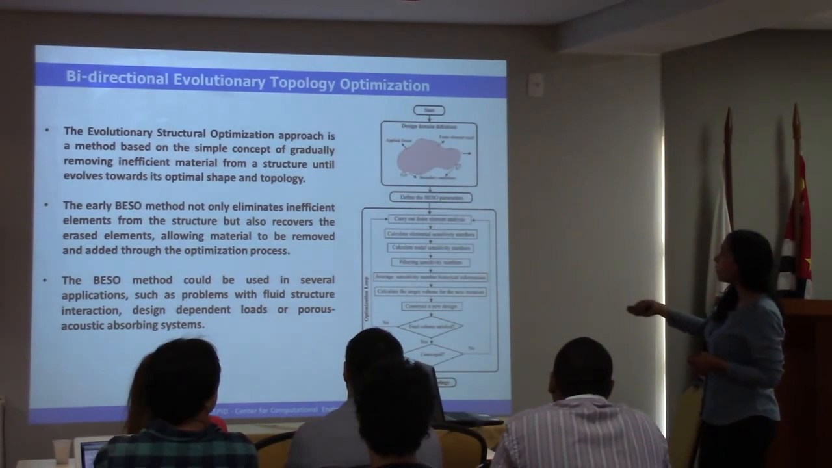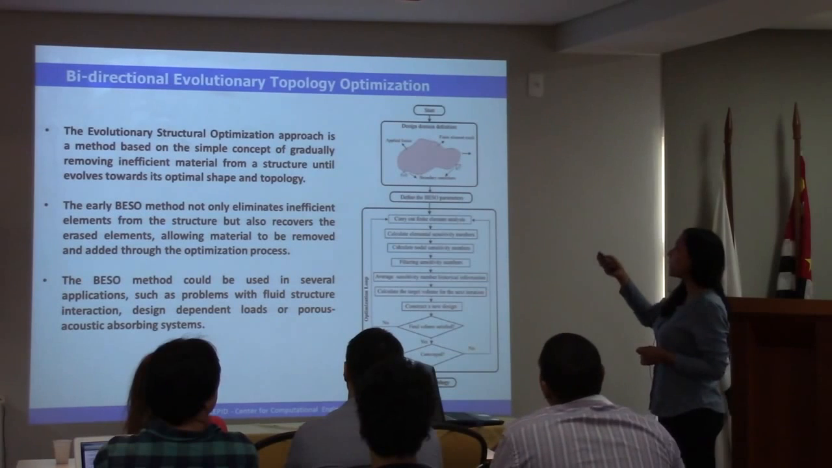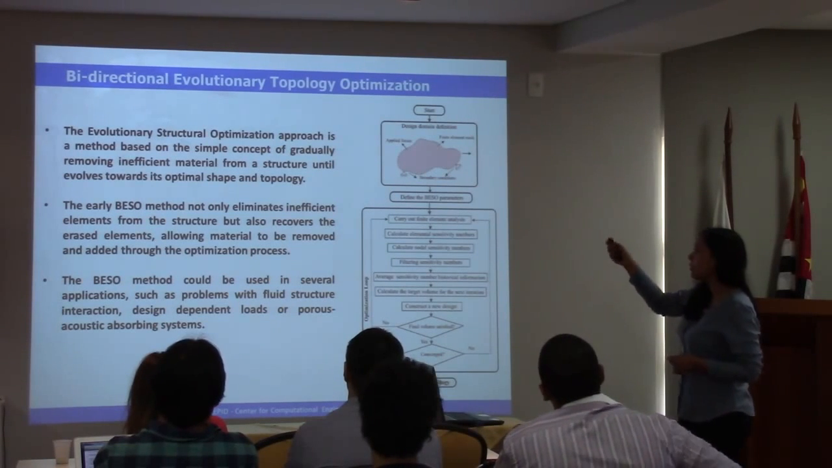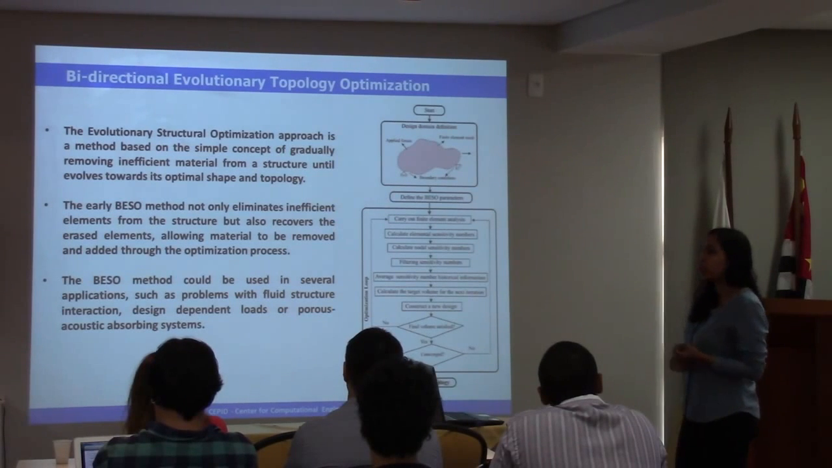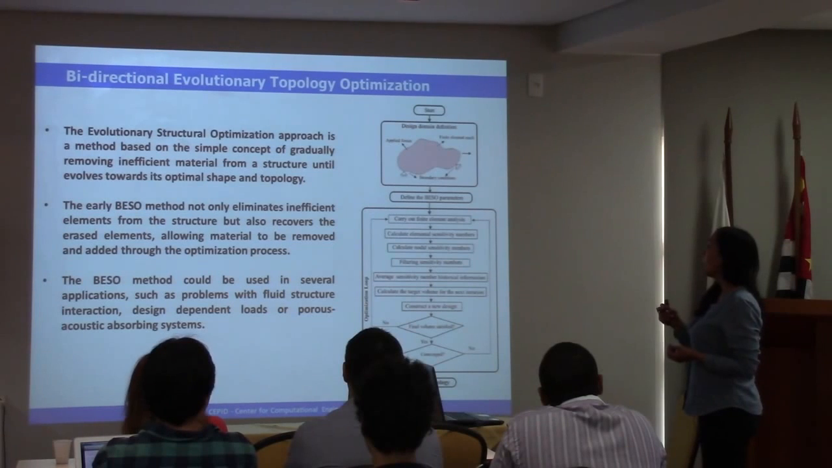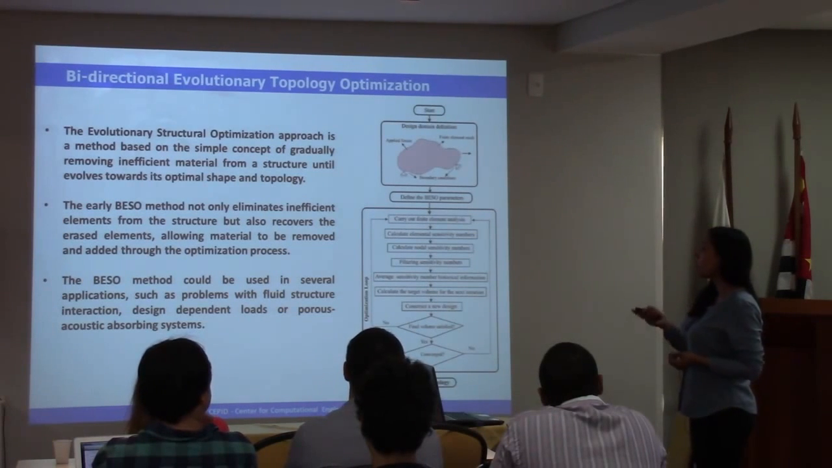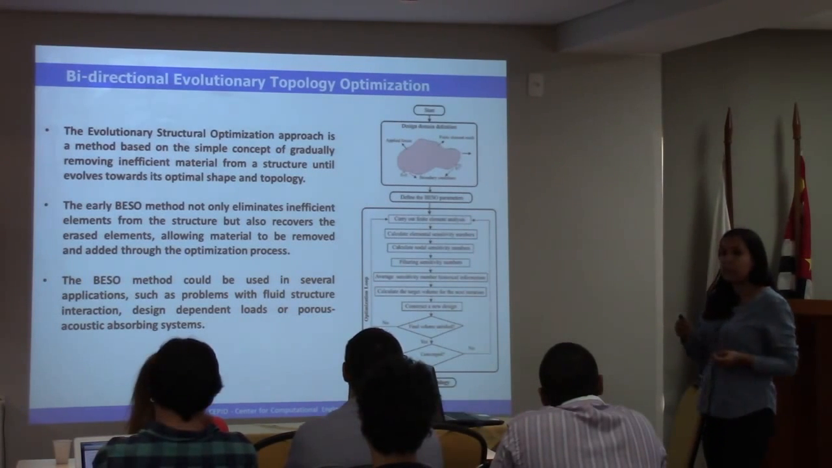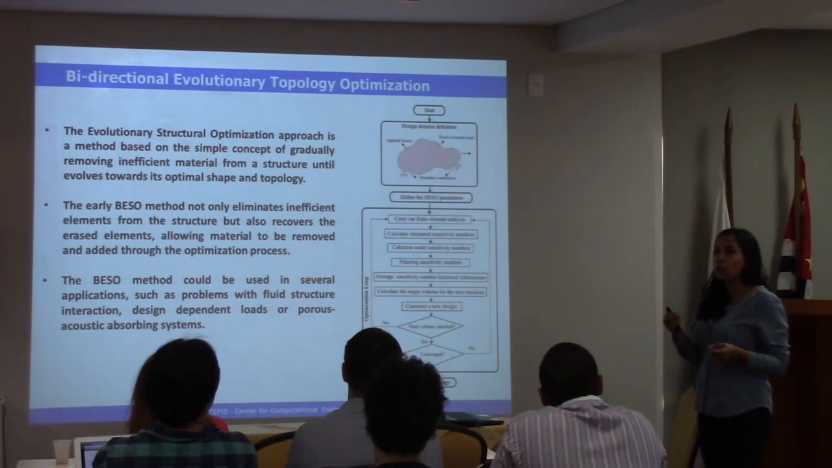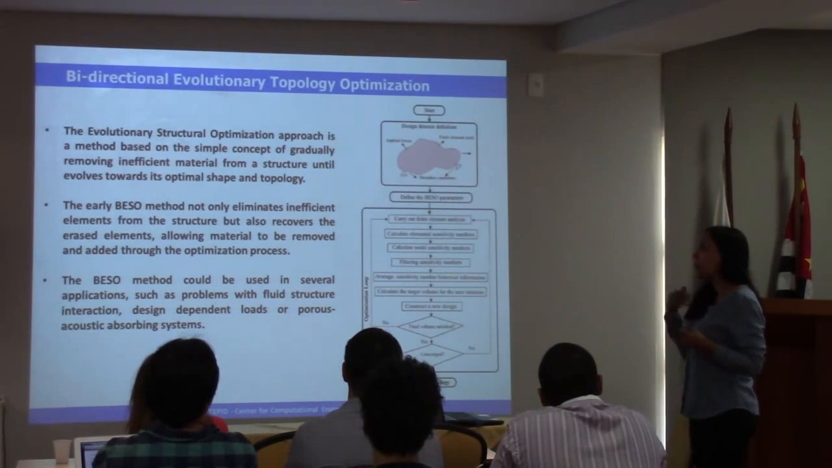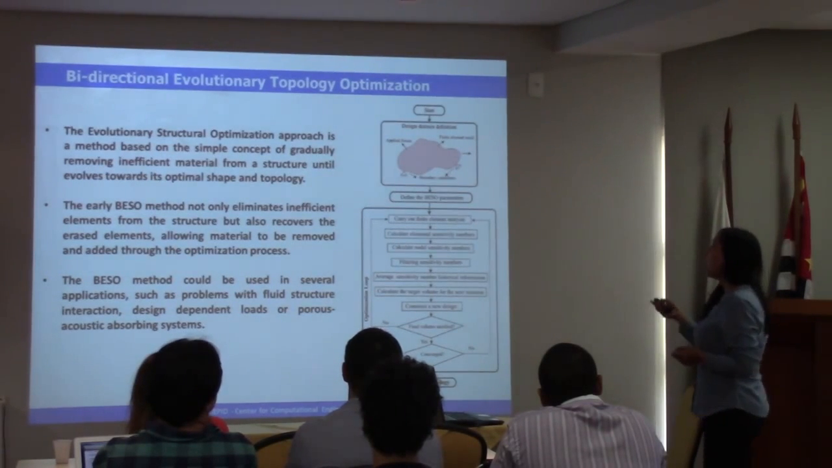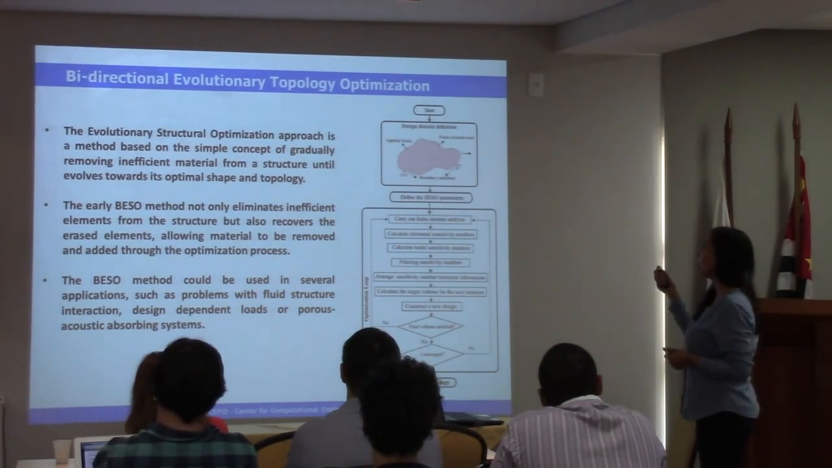Here is the algorithm. We start by specifying the design domain. We divide it into elements. We define the loading conditions and the boundary conditions. After that, we define the basic parameters. They are related to how much material we are going to take out at each iteration, and some things like that. I'm not going to be very specific, but they are related to how the method works.